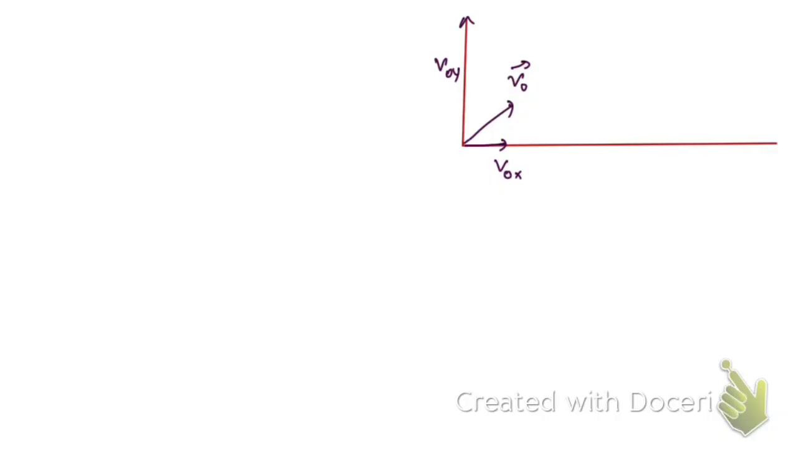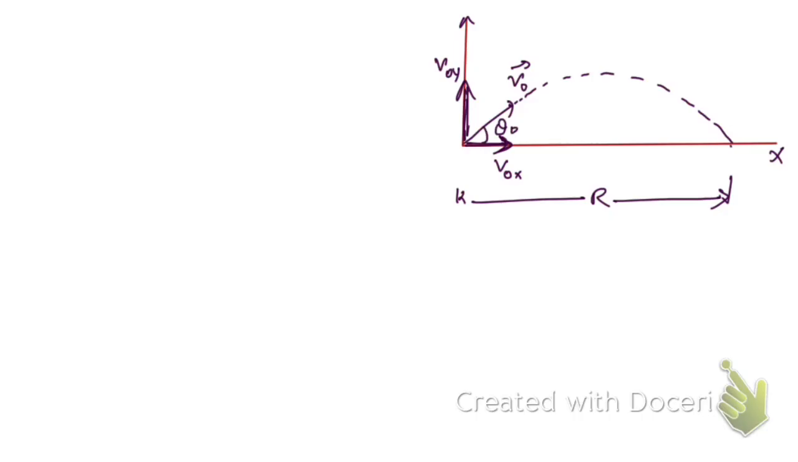So here is the projectile. Let me draw it again. Okay, so this is the range R, right? This is the x component, this is the y component, this is theta naught. Okay, so let me write all this.